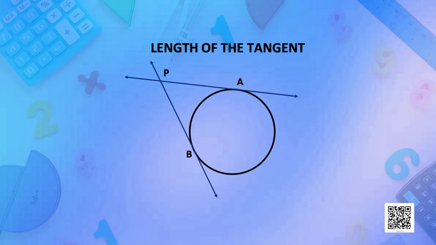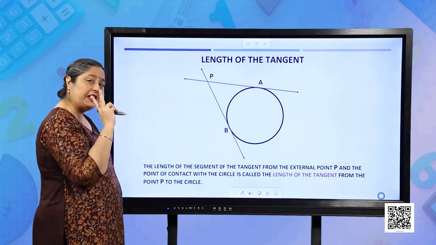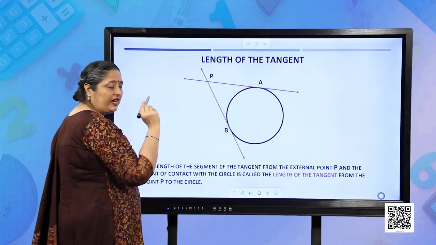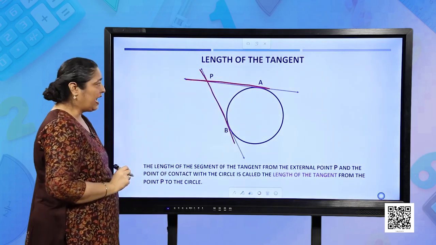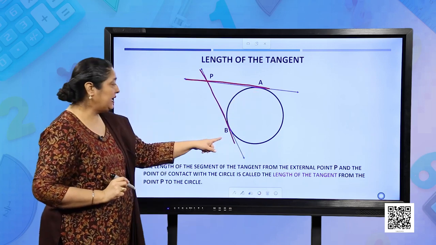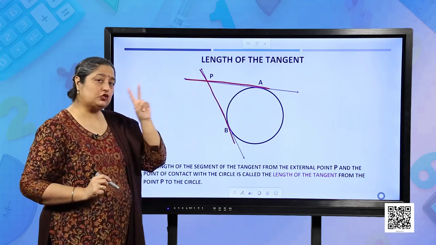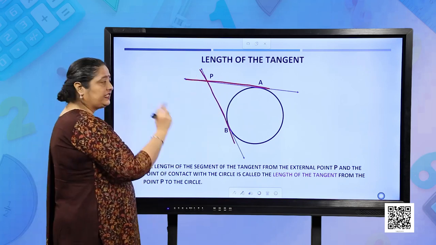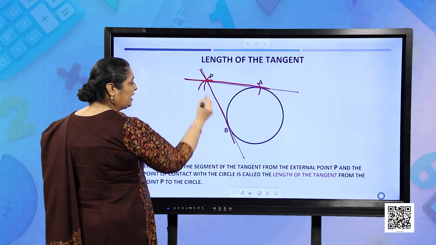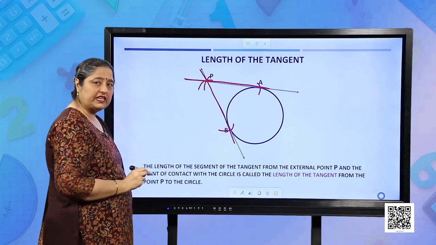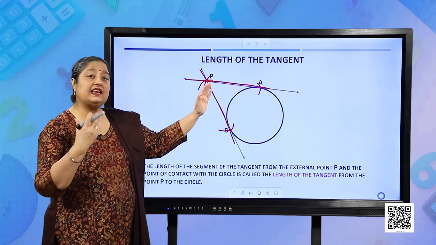What is the length of the tangent? P is a point outside the circle, and from a point outside the circle we can make two tangents. PA is one tangent, and PB is the second tangent, where A is a point on the circle and B is another point on the circle. So, what is the length of the tangent? The distance from P to A, the distance from P to B, this is the length of the tangent. So, PA is the length of the tangent. In other words, PB is the length of the tangent.